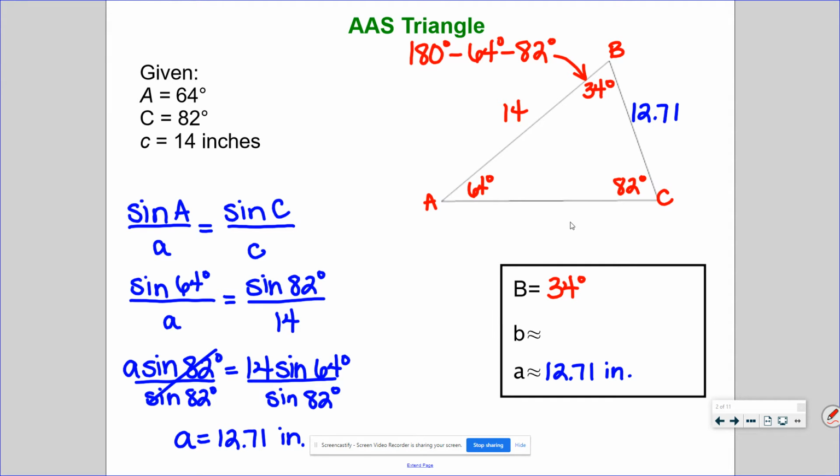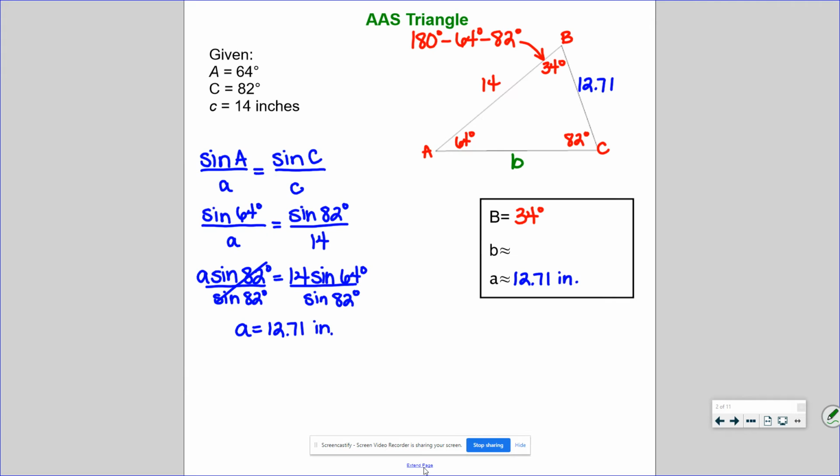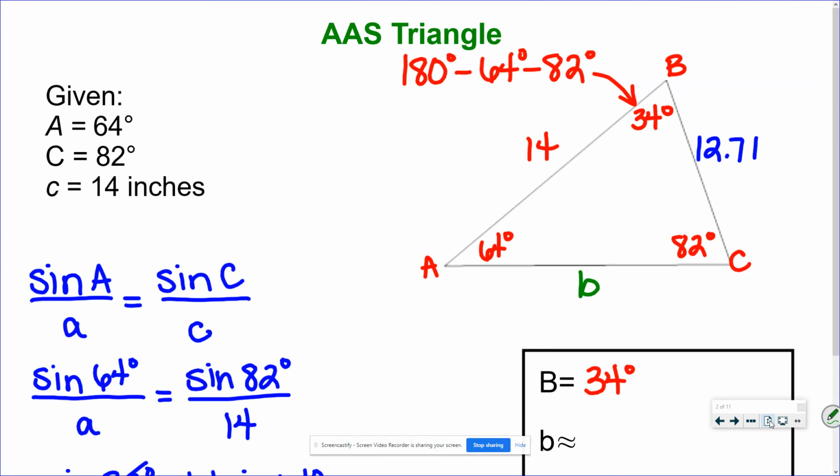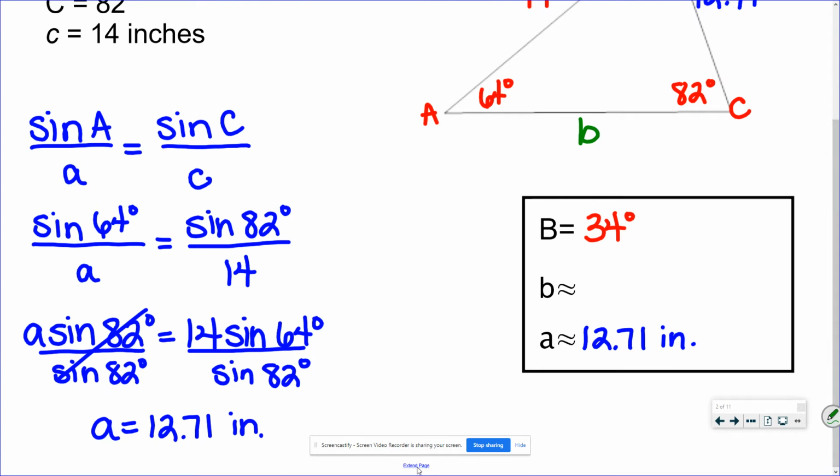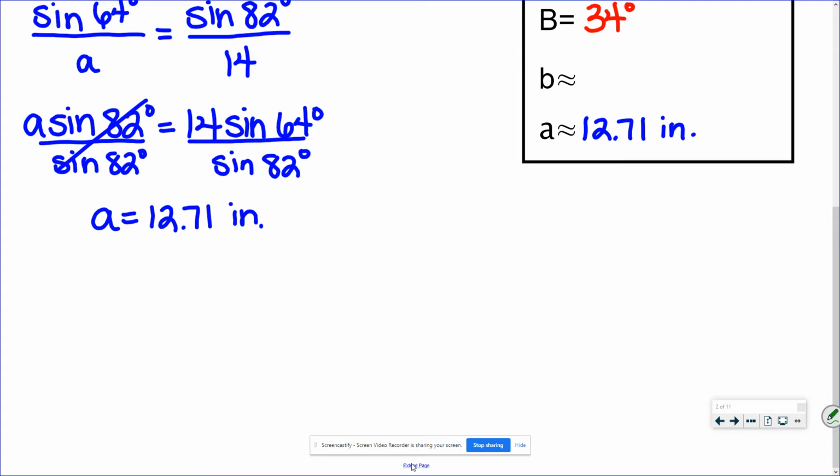So that just leaves us with one missing side. That would be side length B. So we're going to set up another proportion to find that value. We're going to need to use sine B over B. We kind of have to do that because it's the only ratio containing the thing we're trying to find, which is lowercase b.